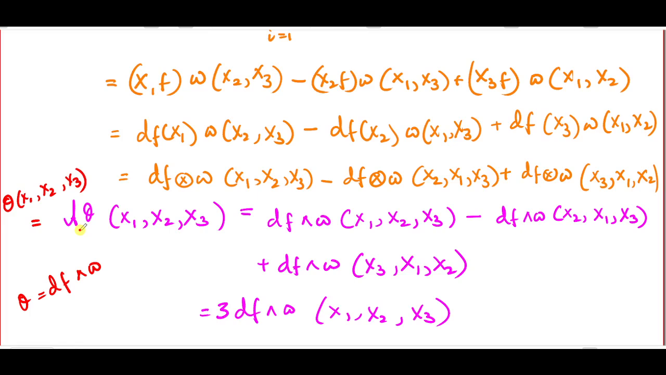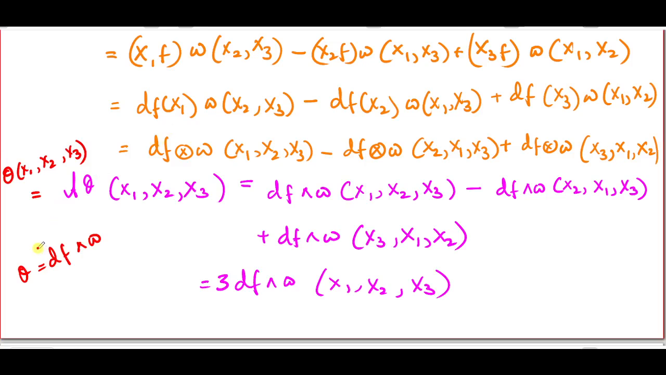Now let us try to see whether this actually works in general. That is, for an arbitrary k form. The argument that we will use follows along exactly the same lines. Oops, I have made a small mistake here. This of course is 3 times df wedge omega. I believe I said that, but while writing I dropped the factor of 3.